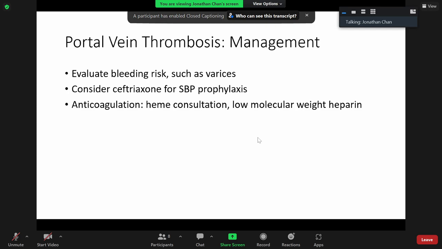And the reason we tend to use low molecular weight heparin is because the APTT is generally prolonged at baseline in patients with liver disease, and that can make monitoring unfractionated heparin very difficult. And patients generally have a very variable INR as well, which makes monitoring warfarin very difficult.